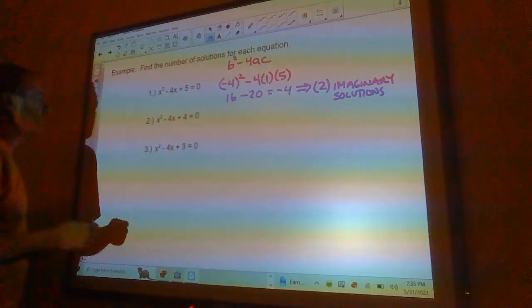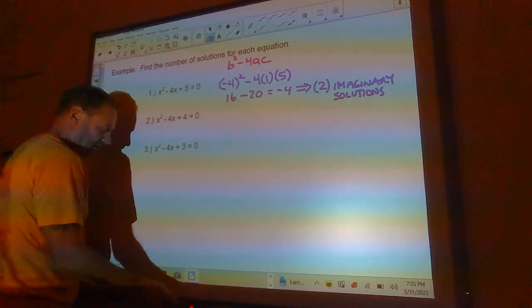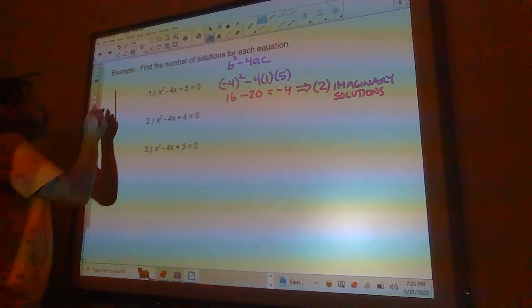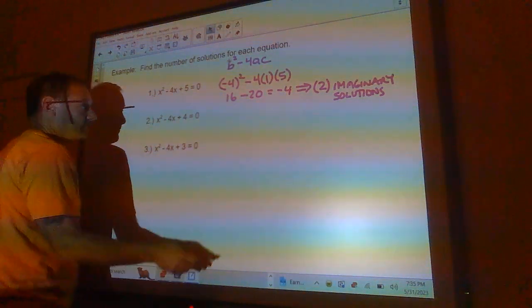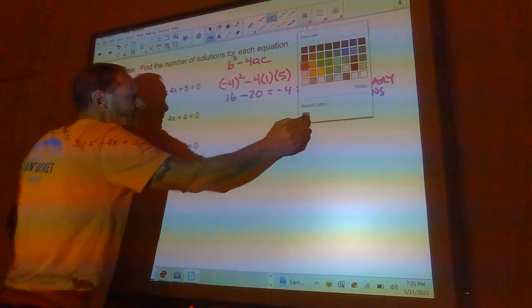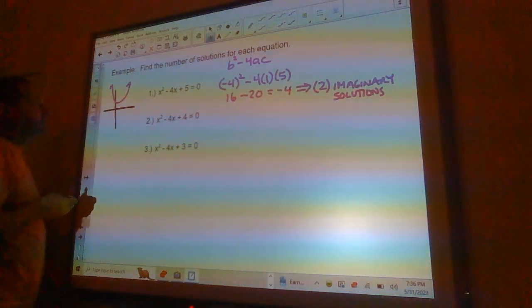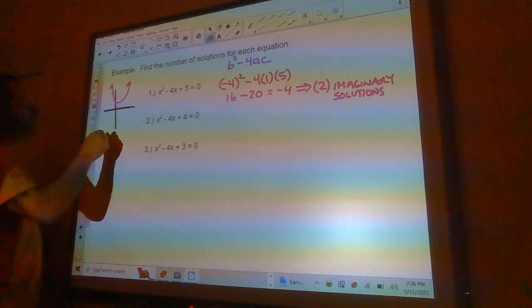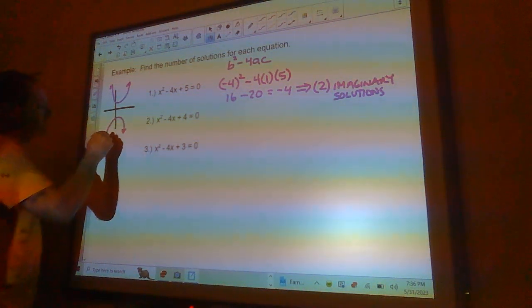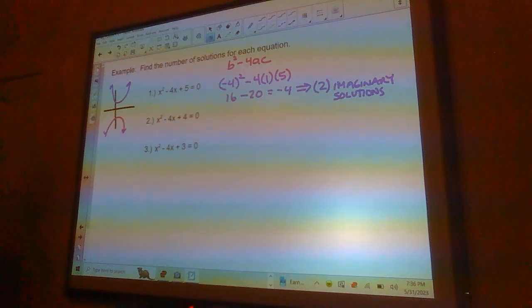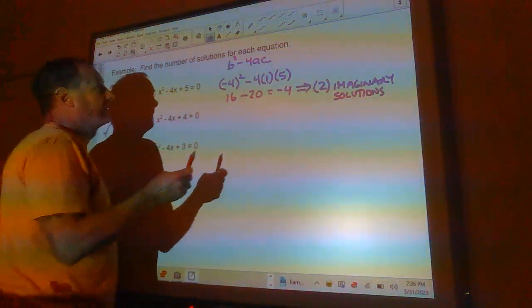Essentially what happens is if I were to graph this thing, what that means is the graph does something like this. Okay, it doesn't cross the x-axis. Either that or it does something like this, one of those two. Okay? All right, let's look at the next one.